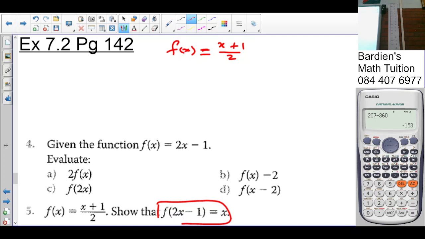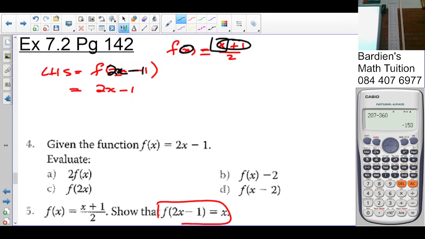So let's go. The left hand side equals f of 2x minus 1. That means wherever I see an x, I put 2x minus 1. Can you see that, people? So that's going to be 2x minus 1, that is now your x here. 2x minus 1 plus 1, over 2. That's gone. So I get 2x over 2, which is equal to x. You see, your left hand side is equal to x.